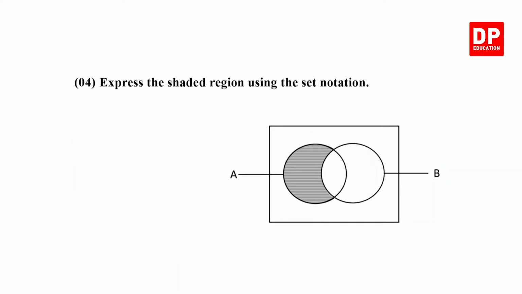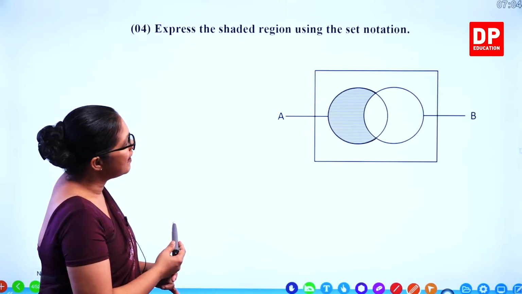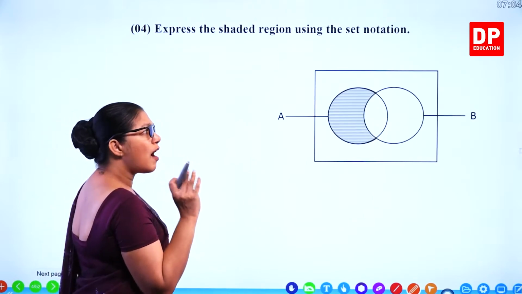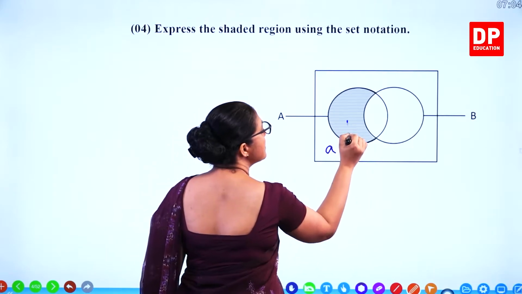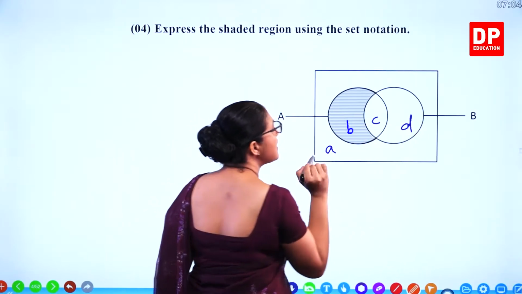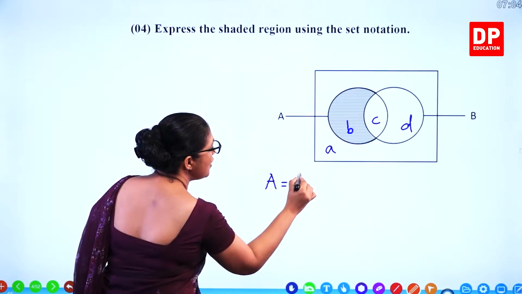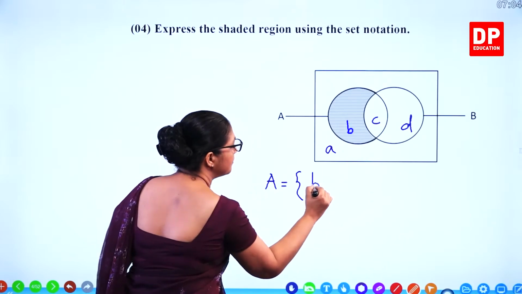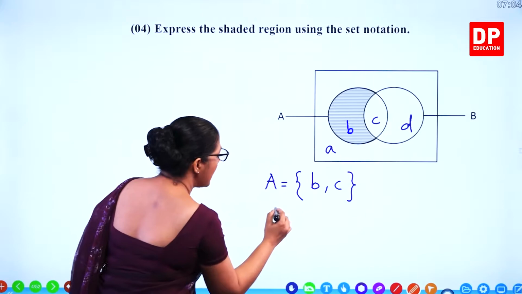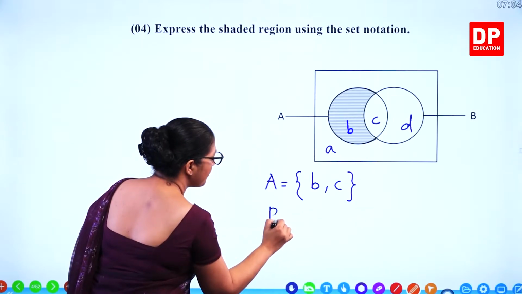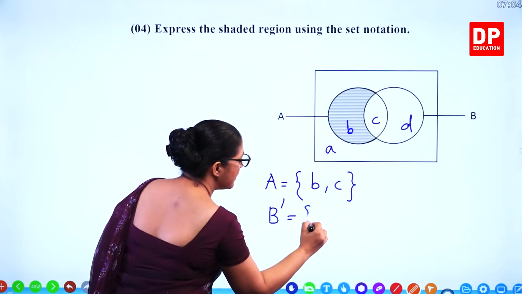Question number 4. Express the shaded region using set notation. So A is given, B is there. So if you can't figure it out at once, what you do is put letters and see which region satisfies. So we'll take A first. When you take A, that's B and C. Now this is like outside B. So we'll take outside B. That means B dash. That's A and B.